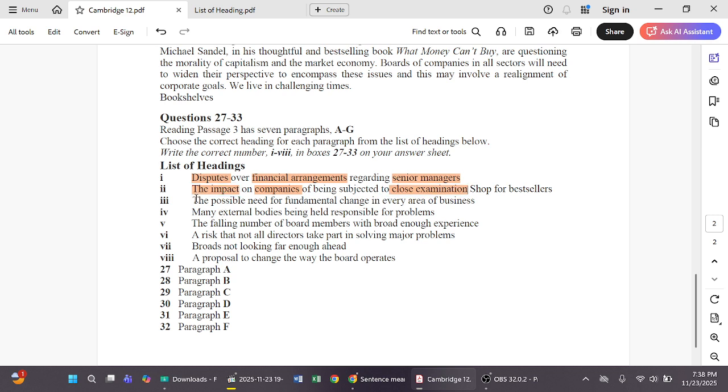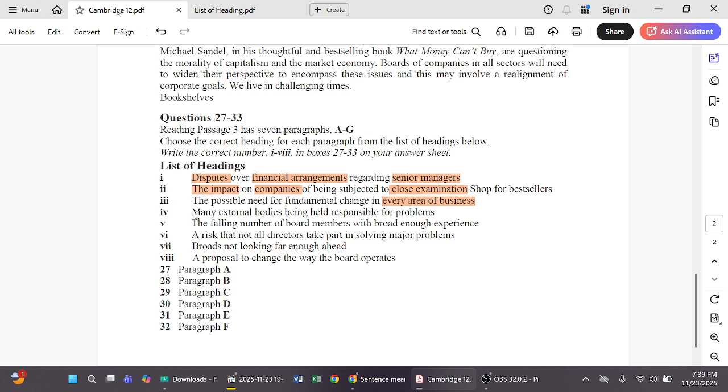The next heading is "the possible need for fundamental change in every area of business." Every area of business: whenever we are going through the passage, we can focus on this. It doesn't mean the exact words "every area," rather they may mention every aspect or something like this. So this is the overall thing. And the next thing is "the possible need," okay, that's fine.